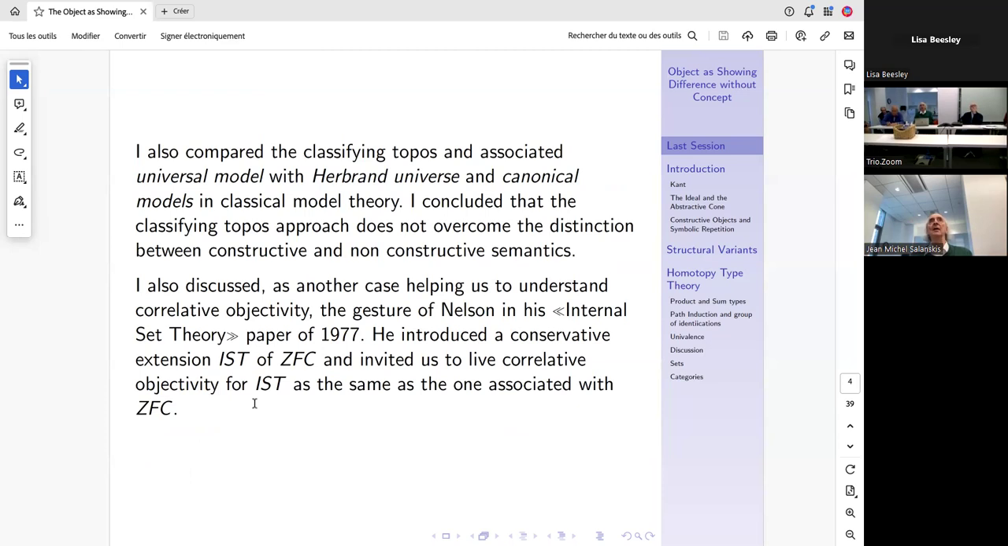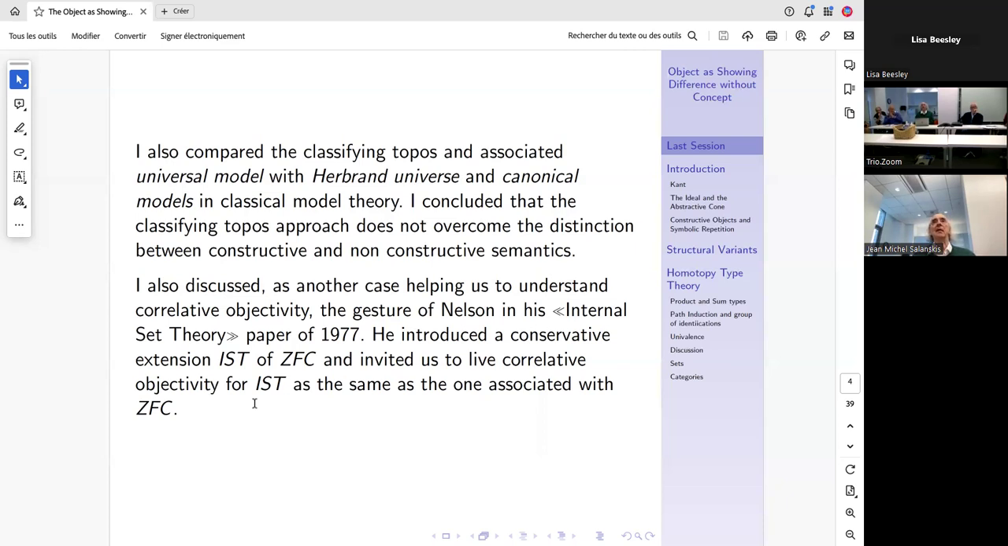And then I also compared the ordered pair of the classifying topos and the associated universal model with the Herbrand universe and canonical models in classical model theory, because we have almost the same theorem on both sides. I showed that still the Herbrand universe is completely different from the classifying topos, because the Herbrand universe we may produce at the syntactic level. My conclusion was that the classifying topos approach doesn't overcome the distinction between constructive and non-constructive semantics.